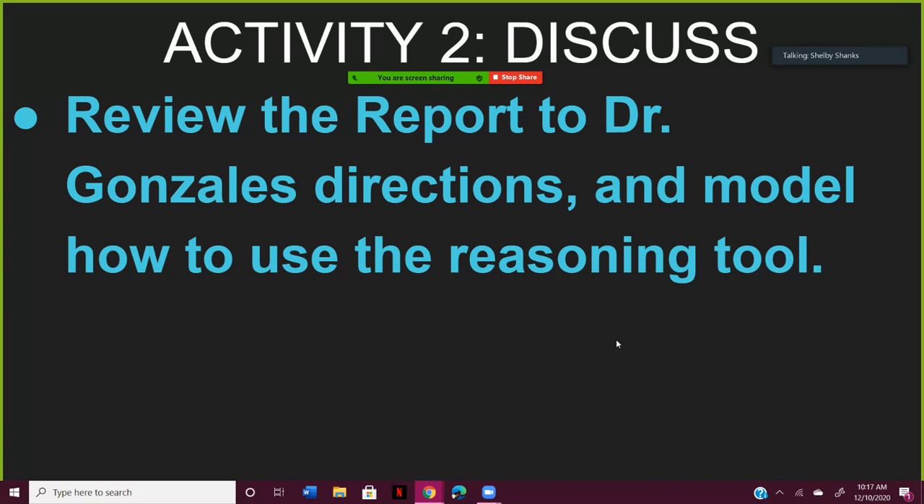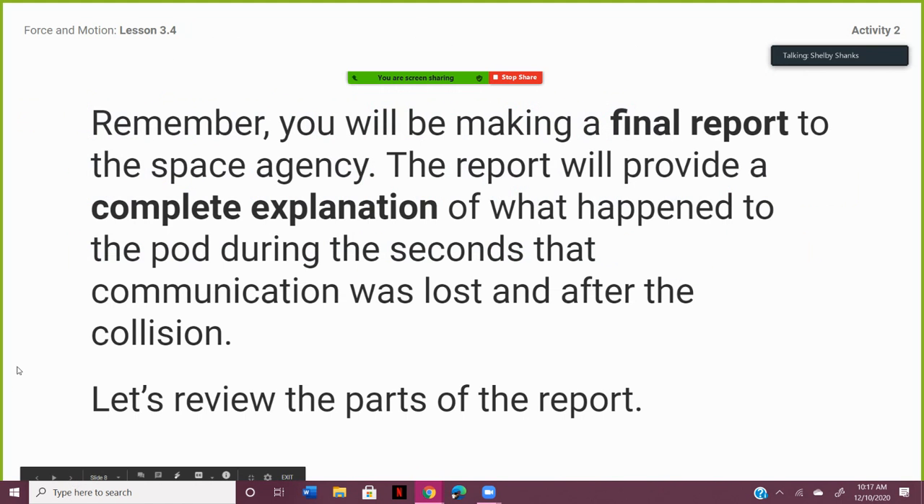Gonzalez's directions and model how to use the reasoning tool. Okay, so we're going to be using this reasoning tool. And then remember, at the beginning of this chapter, I told you guys we were going to write a final report to the space agency. And so the report will provide a complete explanation of what happened to the pod during the seconds that communication was lost and after the collision.